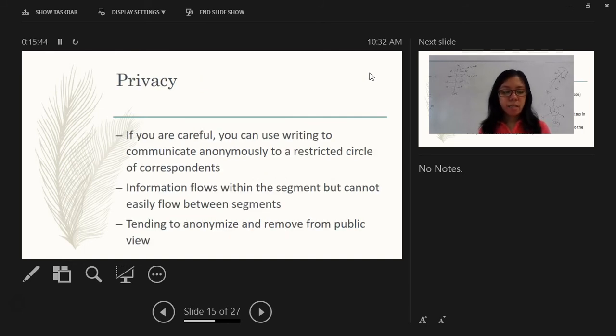The next is privacy. Writing and reading have high privacy, because if you are careful, you can use writing to communicate anonymously to a restricted circle of correspondents, so they will not know who wrote it. When writing and reading are used privately, they create segmented networks. In segmented networks, information flows within the segment but cannot easily flow between segments. Because of this, it creates a closed social practice, which tends to anonymize and remove from public view.